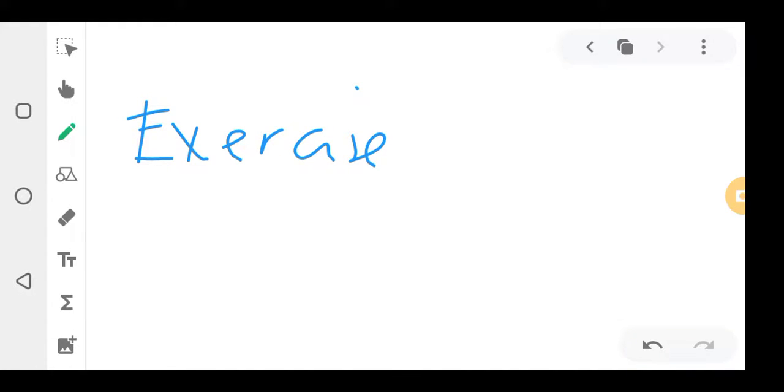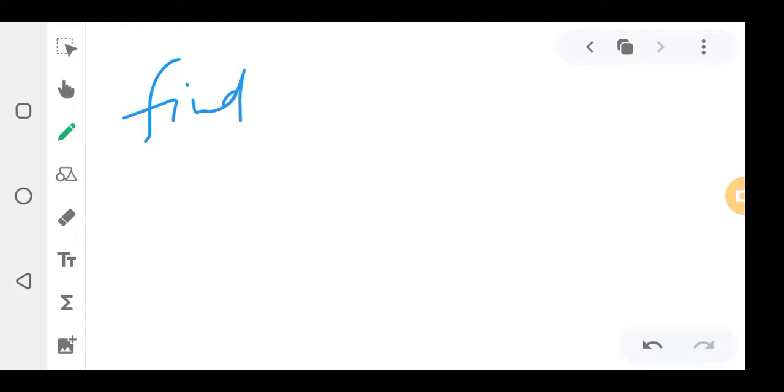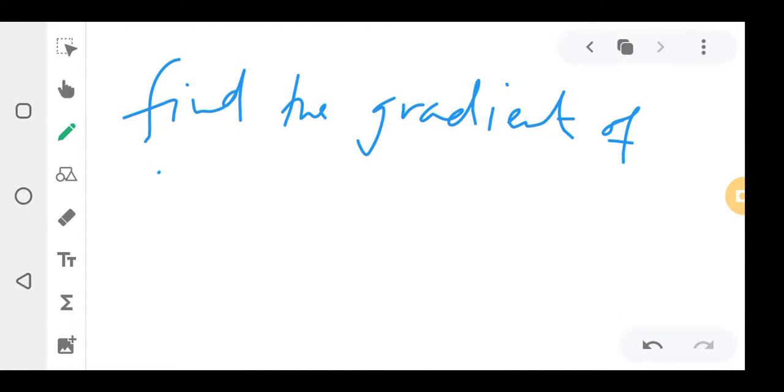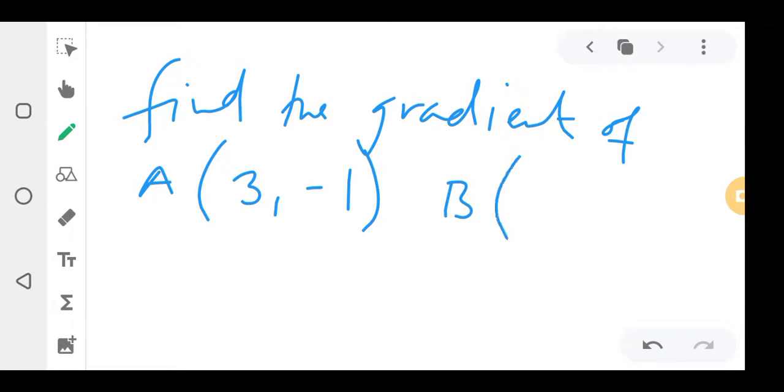I hope you have got the three principles. Question 1 is find the gradient of A (3, negative 1), B (negative 2, negative 4). That's question 1, the gradient of that one.